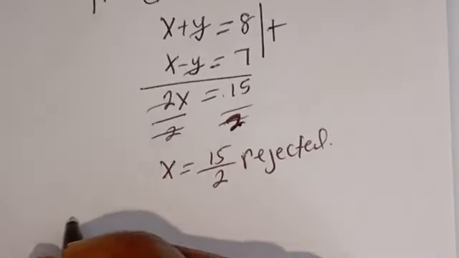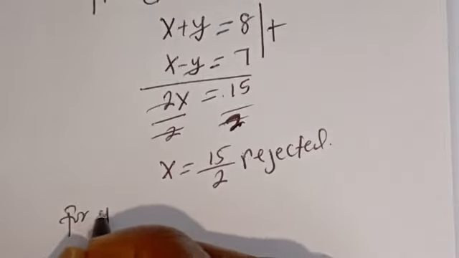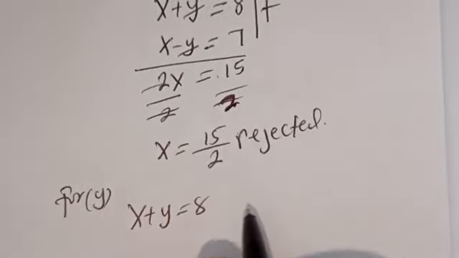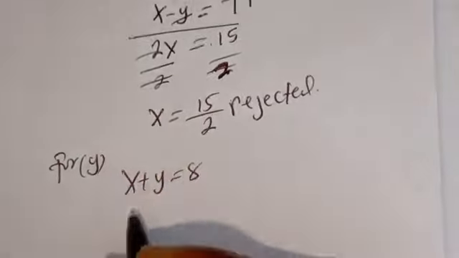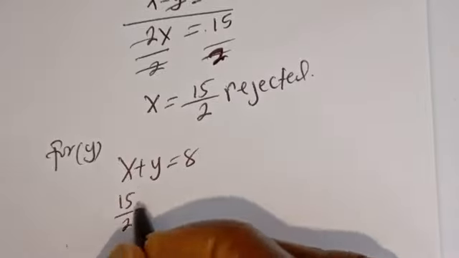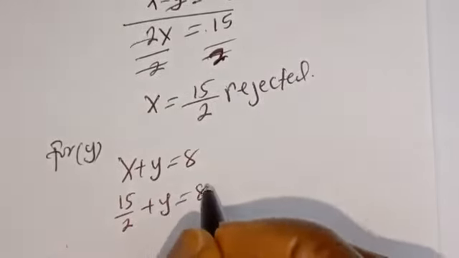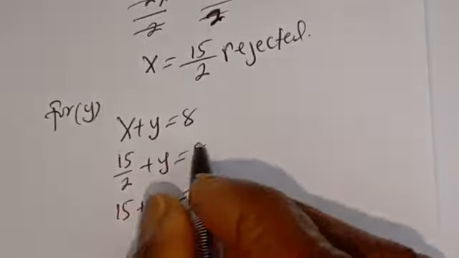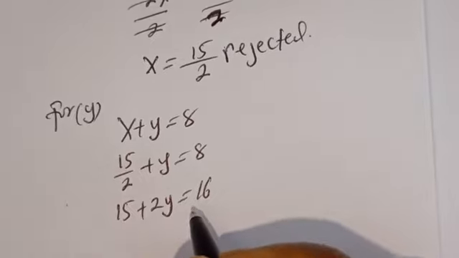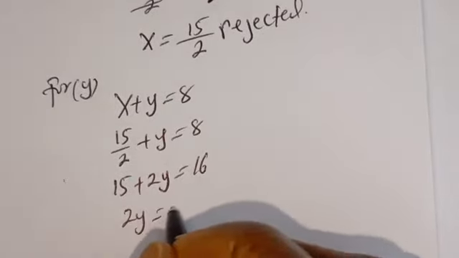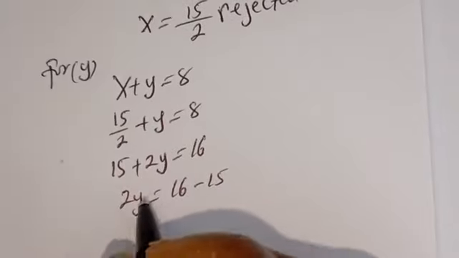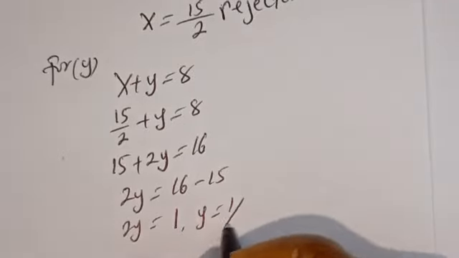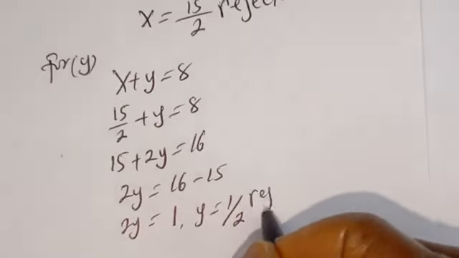Then let's solve for y. For y, we have x plus y equal to 8. Then when x is equal to 15 over 2, we have 15 divided by 2 plus y equal to 8. Let's multiply all through by 2. We have 15 plus 2y equal to 8 times 2, 16. Then 2y is equal to 16 minus 15. Now 2y equal to 1. y is equal to 1 divided by 2. This is also rejected.